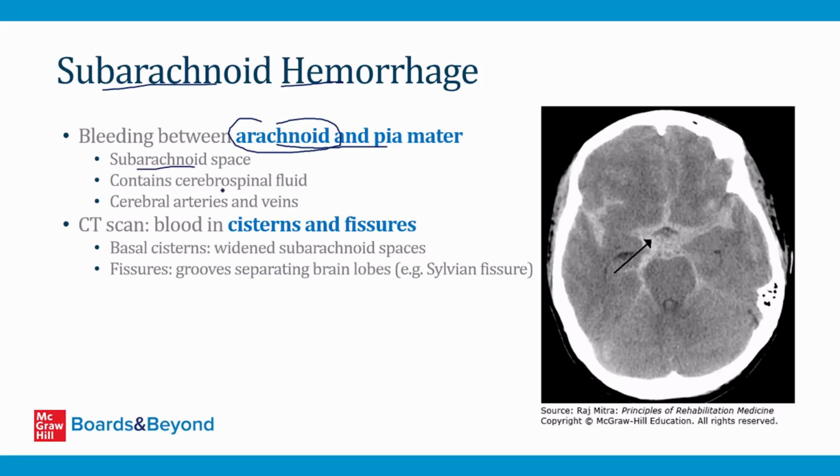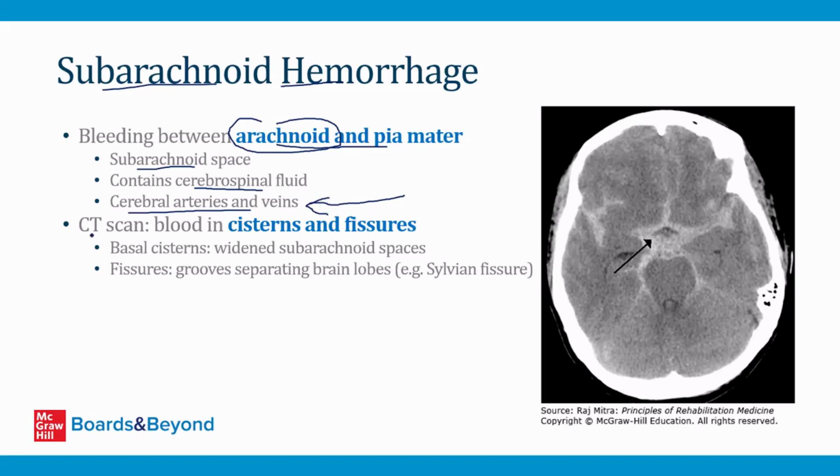And you should know that this is the region of the brain that contains cerebrospinal fluid. That'll be important later when we talk about diagnosis, because in this form of intracranial bleeding, you can find blood in the CSF. Also in this region, that's where you find cerebral arteries and veins, especially the arteries of the circle of Willis. And so as we'll discuss in just a minute, aneurysms of the circle of Willis can rupture, and that often leads to a subarachnoid hemorrhage. And that's because those blood vessels are running in this subarachnoid space.